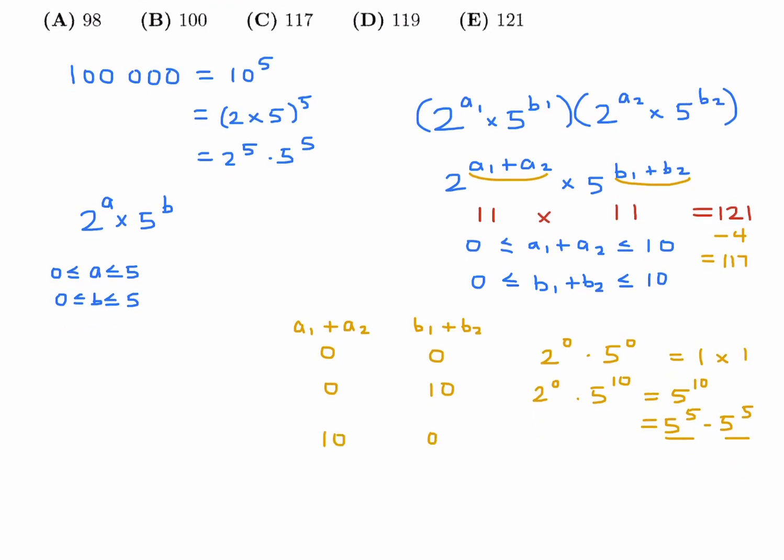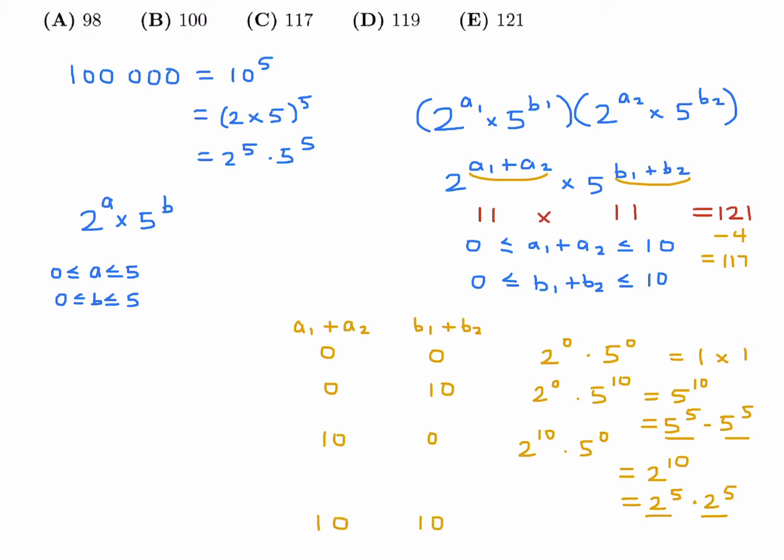Another inadmissible is the 10, 0. Very similar reasoning. Here we have 2 to the 10, 5 to the 0. Well, 5 to the 0 is just 1, so that's just 2 to the 10. How did you get 2 to the 10? It'd be 2 to the power of 5 times 2 to the power of 5. These are the same. They have to be distinct.